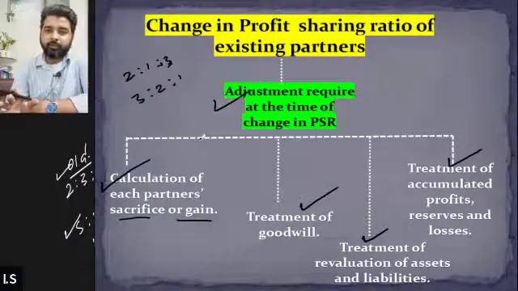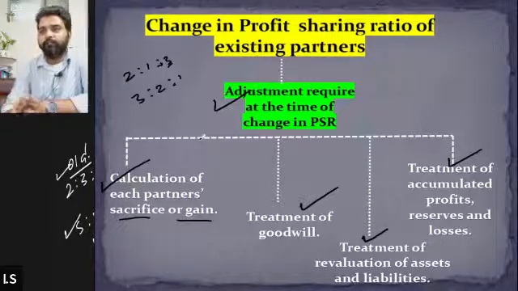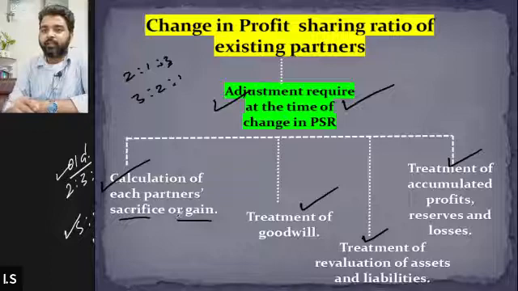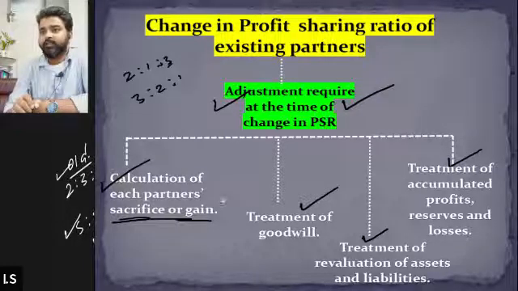All you need to remember for now is that whenever there is a change in the profit sharing ratio, a few adjustments will be required in the existing profit sharing ratio of the partners. That means we need to find out the sacrificing and the gaining ratio of different partners. We need to make adjustment regarding the goodwill also.